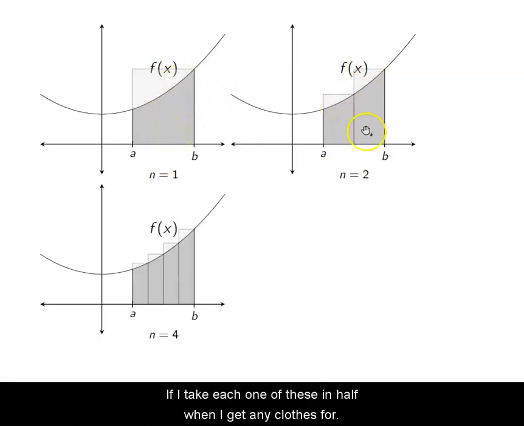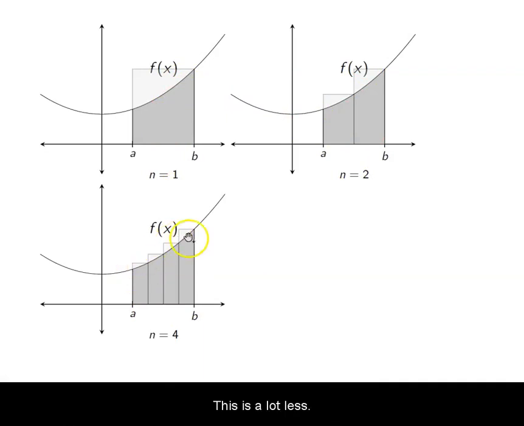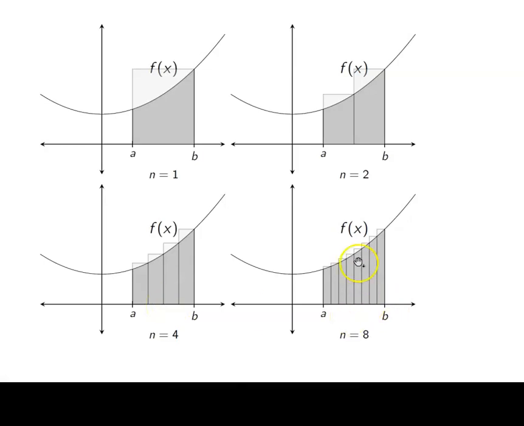If I take each one of these in half and I get n equals 4, this is a lot less of an overestimate than this one is. And in fact, this as an approximation is way better than n equals 1. So let's say I cut these in half and I have n equals 8. Now, as you can see, I'm still over. There's still an error here. If I take all of the areas of these rectangles and add them all together, it very closely approximates the area under this curve, a lot better than n equals 1 does, but not perfectly.